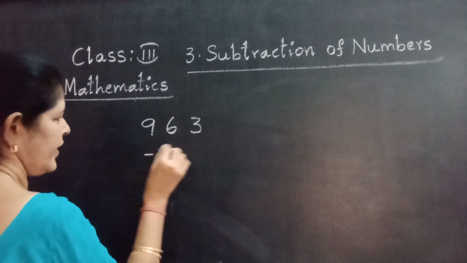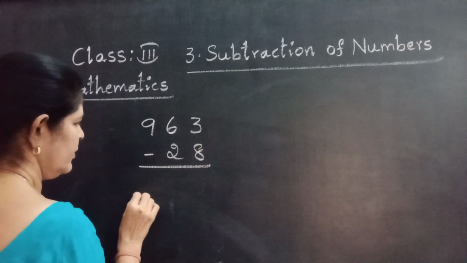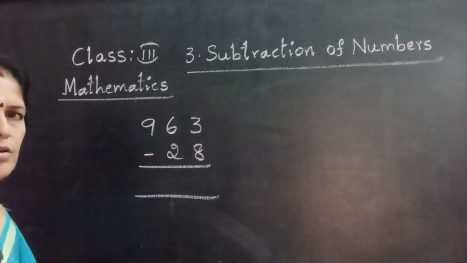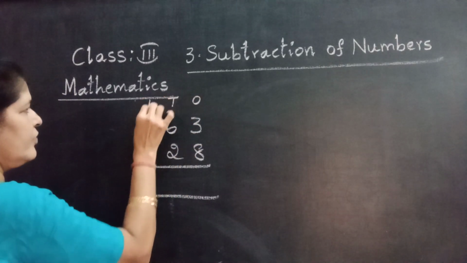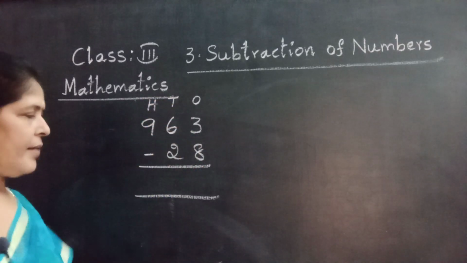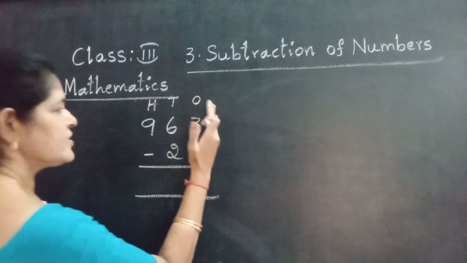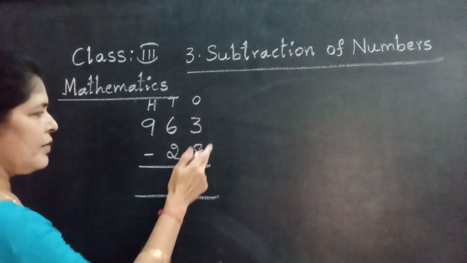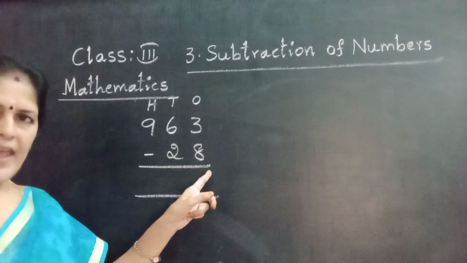963 minus 28. Come on, all of you, listen now. Start from the ones place. The first number is a 3-digit number. The second number is a 2-digit number. Subtraction starts from ones. 3 minus 8 is not possible. 3 is less than 8.